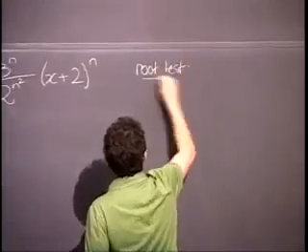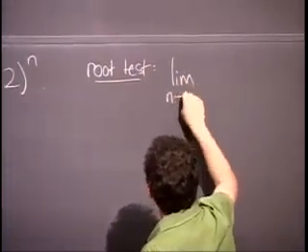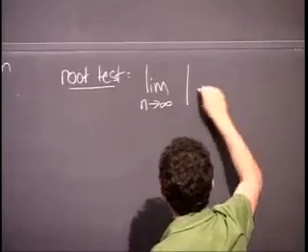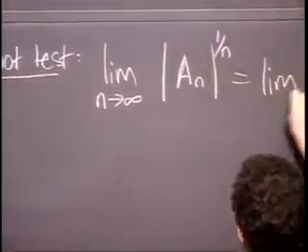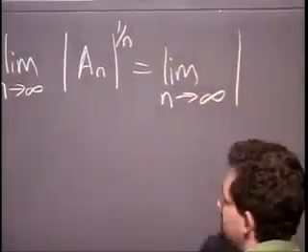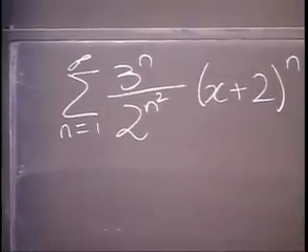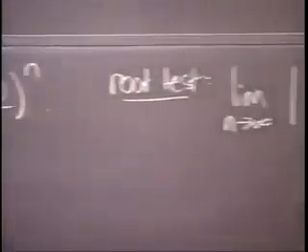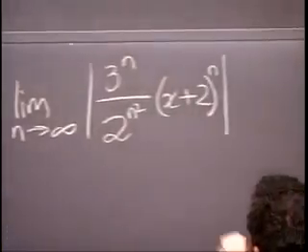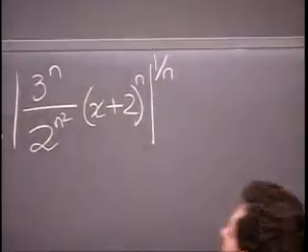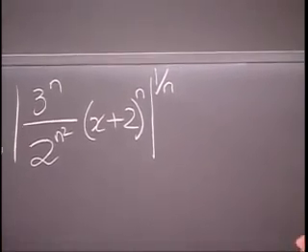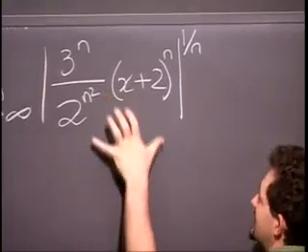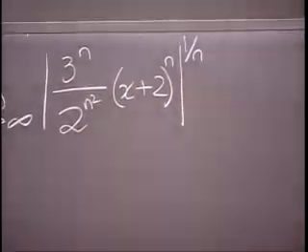It's very similar to the ratio test, except that you start out with a different limit. You take the nth term and raise it to the 1 over n. So all I'm going to do is make sure you take the absolute value, copy the entire term from the series, 3 to the n over 2 to the n squared, x plus 2 to the n. We're going to take the absolute value of that and raise it to the 1 over n. So that's how you set up the root test. Very similar to the ratio test, but you don't take a_(n+1) over a_n. You instead just take the a_n, but you have to take the nth root.